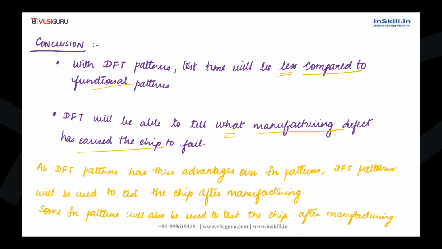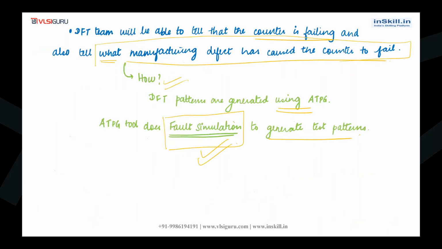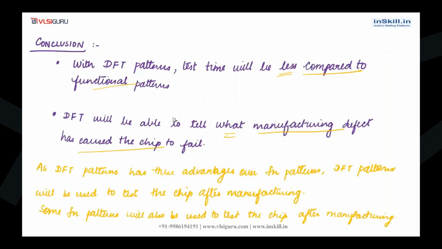So that is what we have seen here. DFT patterns are generated using ATPG, and the ATPG tool does fault simulation to generate the test patterns. The functional verification team can only tell if the chip has passed or failed, whereas the DFT team will be able to tell that the chip has passed or failed and also tell what manufacturing defect has caused the chip to fail.